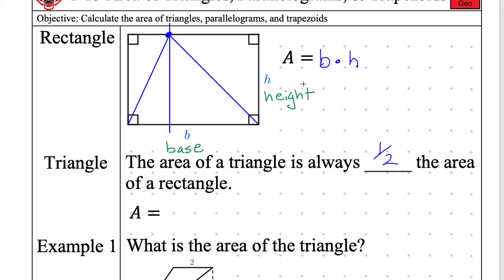Okay. So, area is equal to B times H divided by 2.